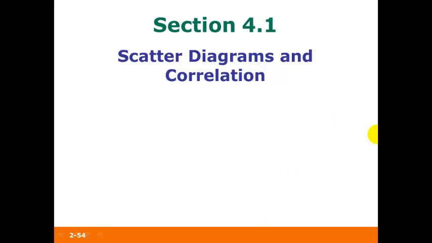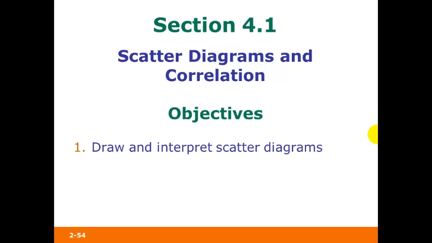The next section we're going to talk about is section 4.1. This is about scatter diagrams and correlation. And here, instead of talking about qualitative data, we're talking about quantitative data. And again, we're looking at a relationship between two variables. The objective that we're going to talk about is to draw and interpret scatter diagrams.